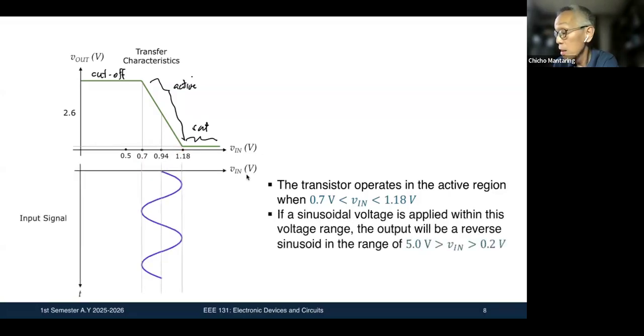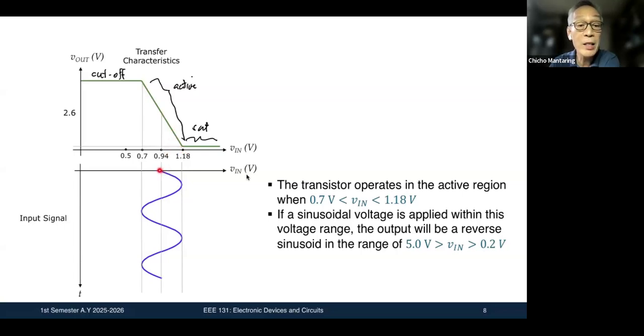Now let's say we apply a sinusoidal voltage. So this is a voltage that varies with time. We apply a sinusoidal voltage at the input. What I'm going to do is rotate the plot of V in versus time 90 degrees clockwise. So normally you would see this plot 90 degrees counterclockwise. I rotated it 90 degrees clockwise so that as my input varies, I can plot through this line what my output is going to look like. So what will my output look like?